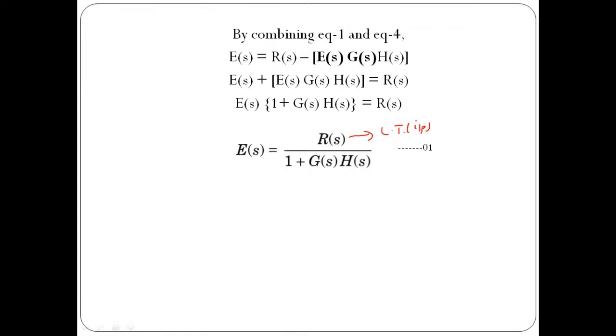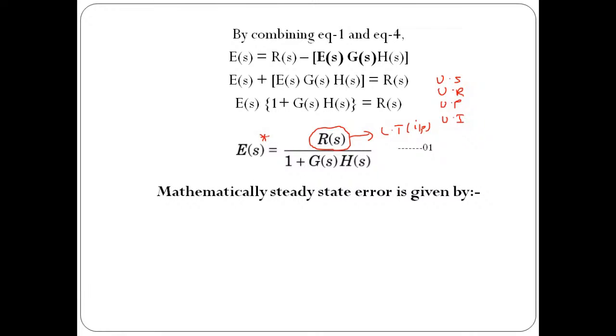Based on our previous discussion, we know that we have four different types of standard test input signal. We may take unit step, unit ramp, unit parabolic, or sometimes unit impulse to study the response of the system. Based on what type of input we have taken to understand the behavior of the system, we can calculate the value of this error signal. And then we discussed how to derive the mathematical expression to calculate the value of steady state error.